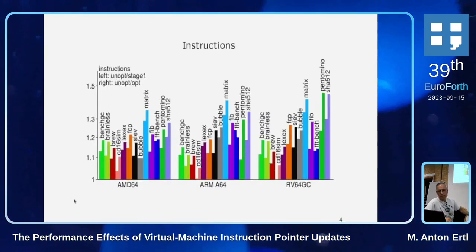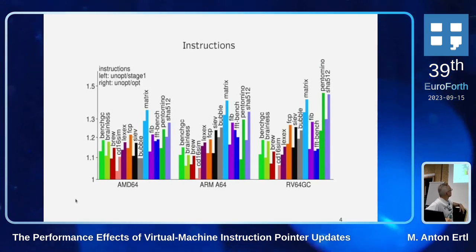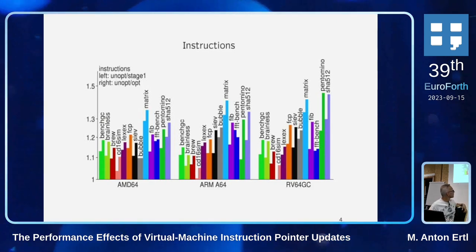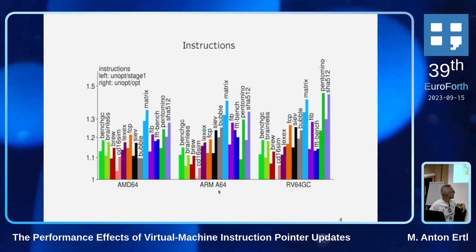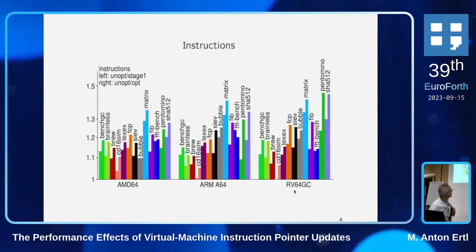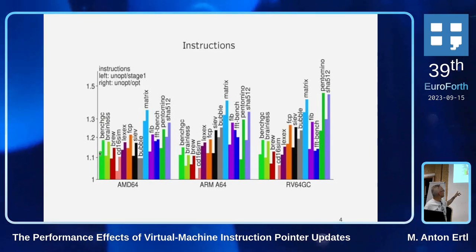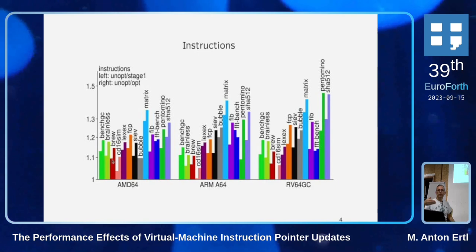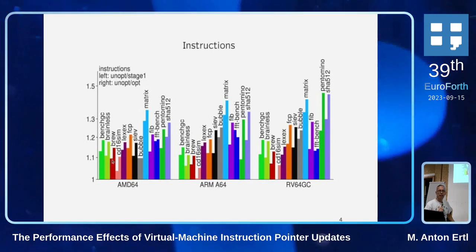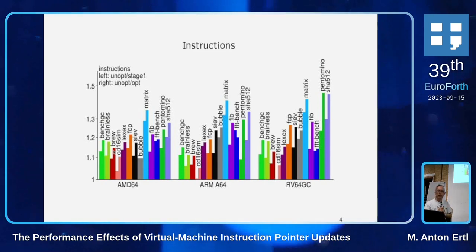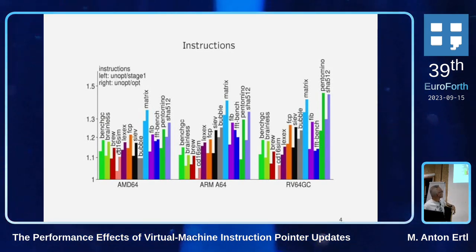So these are the results of the number of instructions, with three different architectures, AMD64, ARM64, and the RISC-V 64-bit version. There are two bars for every benchmark. The left one is stage one, which does an update before every word that needs an immediate argument, and the right one is the full optimization, which has the immediate argument words with offsets. Basically we are mainly interested in the latter version.